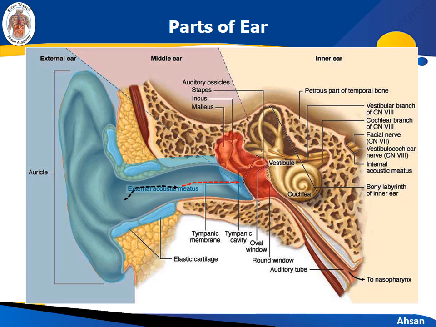This light red shade indicates the position of the middle ear cavity, and this is the white tube. The white dotted tube is the Eustachian tube that connects the middle ear with the nasopharynx.